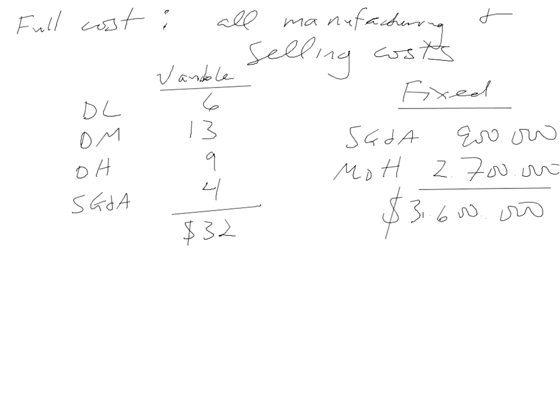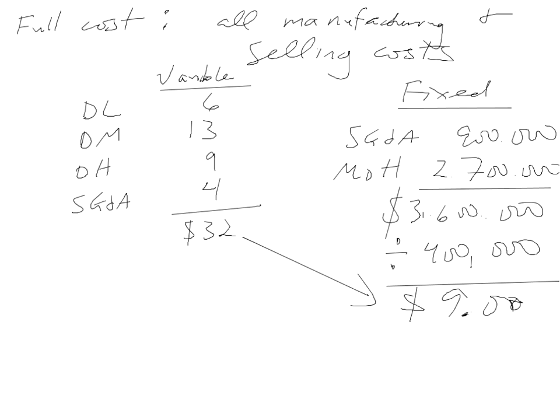So our monthly costs are still the same. It's still going to be $900,000 for SG&A and $2.7 million for manufacturing overhead to give us $3,600,000. But this time we're going to divide by 400,000. And we're going to get $9. Okay, so when we add $9 to $32, we're going to get a $41 per unit full cost.